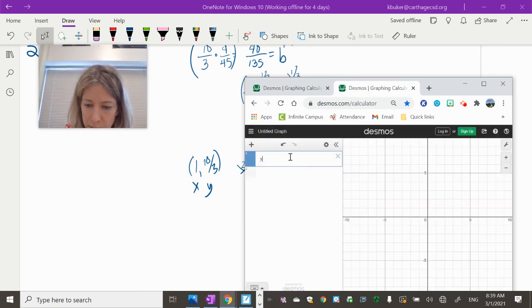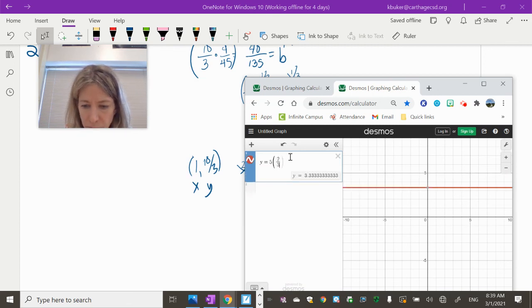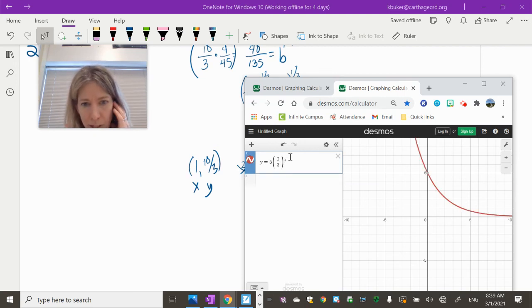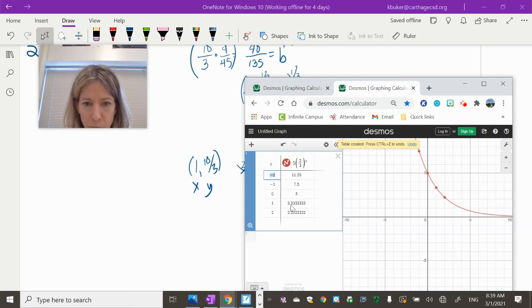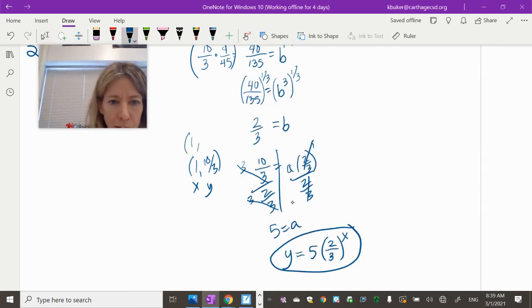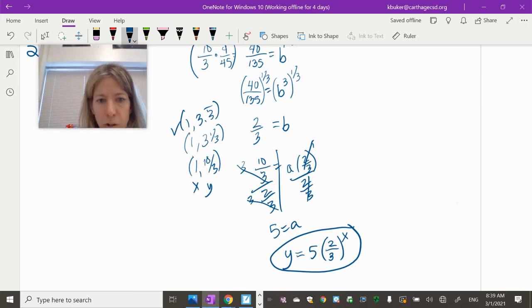All right, so I'm going to put in my y equals 5 times 2/3 to the x power, and I see my exponential. And I'm going to go to settings, and I'm going to go to table, and 1 was 10/3, which is the same as 3 1/3. So here this is the same as 1, and this is 3 1/3, which is 3.3 repeating. So that's a check.